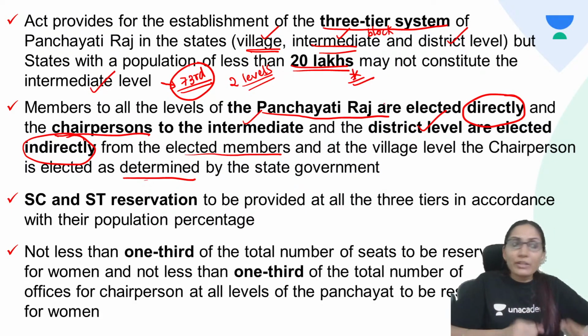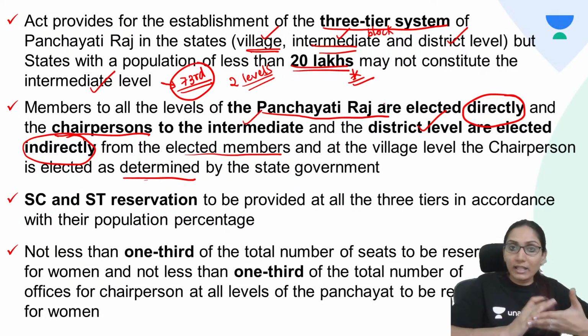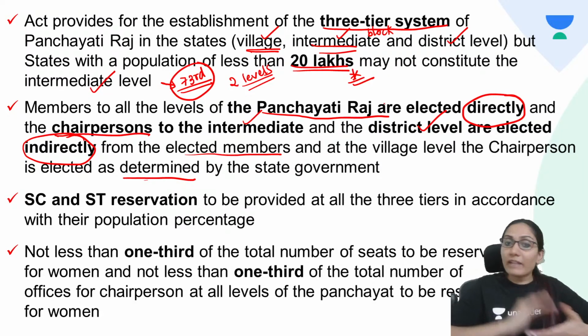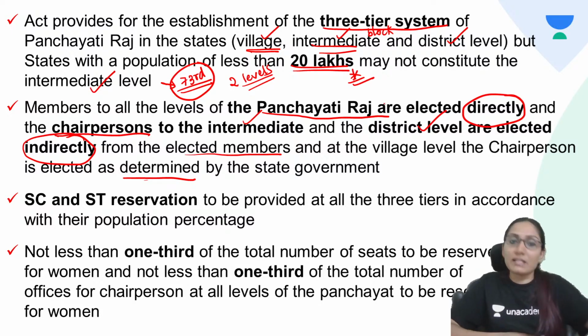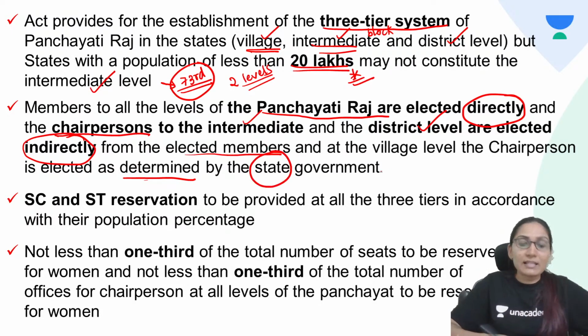Now, according to the constitutional provisions, according to the 73rd Constitutional Amendment Act, the members to all the three levels of the Panchayati Raj institutions are elected directly. Now, coming to the intermediate level and the district level, the chairpersons are elected indirectly from among the members. In case of Gram Panchayat or village Panchayat, the chairperson can be elected either directly or indirectly, and this will be decided by the state government. So the state government has the discretion, and this comes under the discretionary powers of the state government.